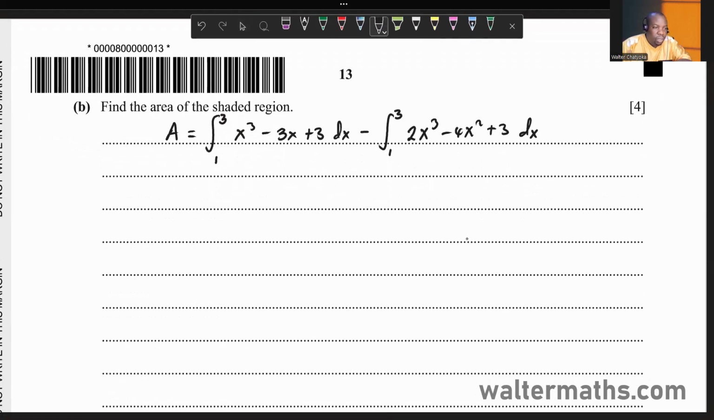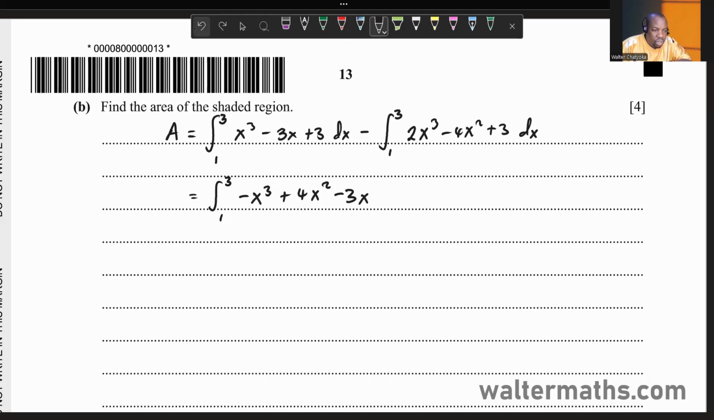So this is the same as the integral from 1 up to 3, and we can combine these two. The limits are the same, so we can combine. I'm going to say x cubed minus 2x cubed, that's minus x cubed. Then I'll take minus 4x squared. Actually it's minus of minus, so it becomes plus 4x squared. Then this, which is minus 3x. Then for 3 minus 3, we get 0.